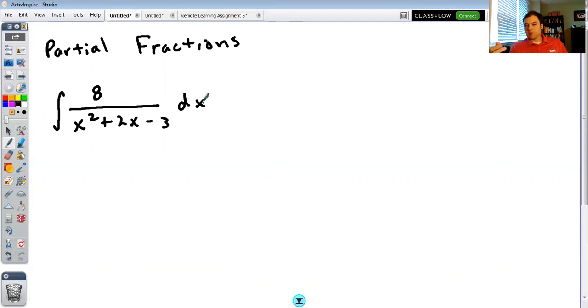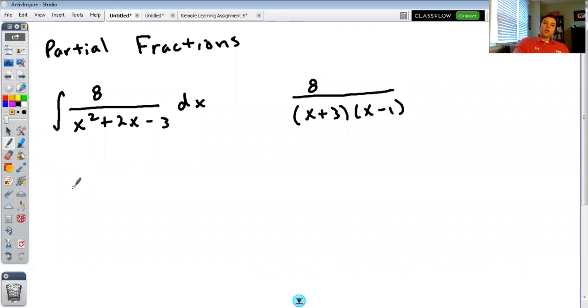There's no u sub possibility. The denominator is factorable. So that's how we're going to begin. Factor the bottom, I can rewrite this expression as 8 over, this would be x plus 3 times x minus 1. So to set this up, our goal is to decompose this fraction and break it apart into two fractions that are a constant over x plus 3 plus another constant over x minus 1. Then we're going to solve for a and b.